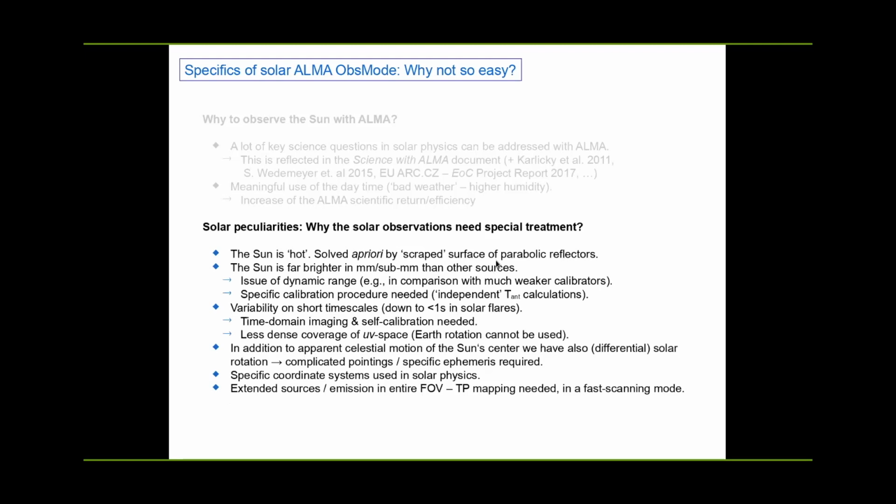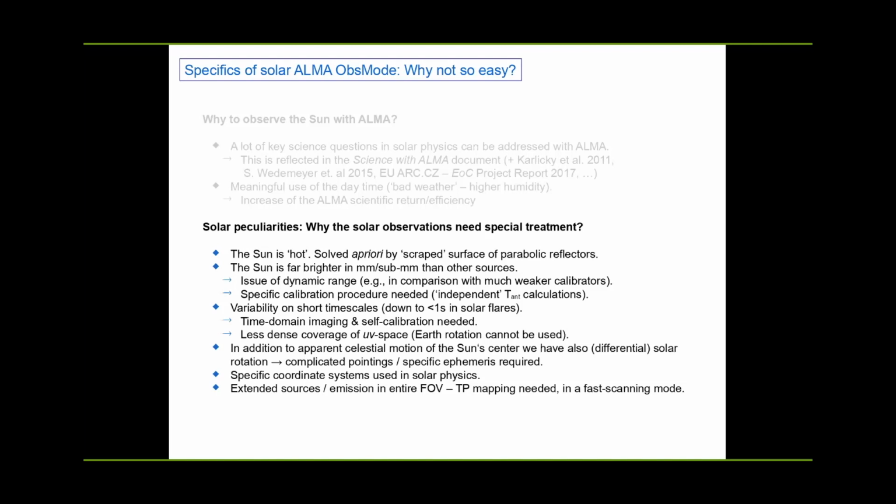Why we cannot do the standard procedure, as you know. I suppose that you already participated in the training about basic interferometry and basic data processing. There are several peculiarities of the sun. First, the sun is hot. We have a big heat flux. This is solved a priori. ALMA already counted with the fact that the sun will be observed.